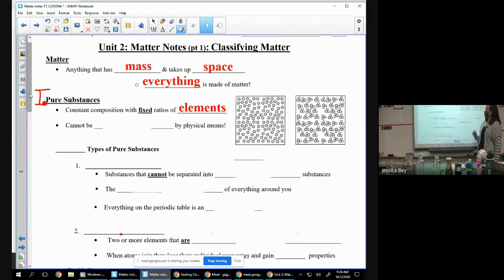The other thing about pure substances is that they cannot be separated by physical means. So once you combine two elements together chemically, you can't be like, oh, we'll just boil away that one or just filter that one out. You cannot separate them. Okay. All right. So pure substances, we have two types of pure substances.